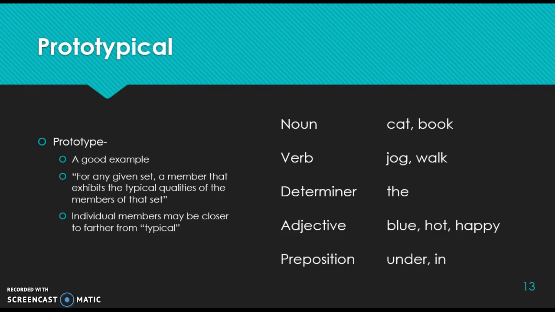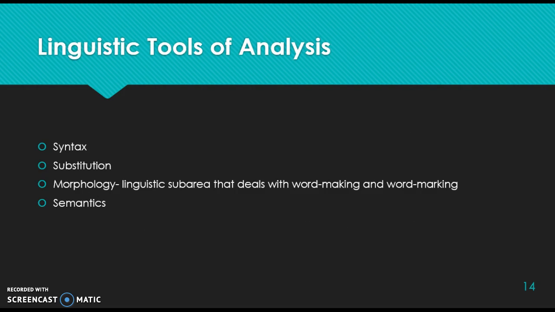Adjectives like blue or hot or happy tend to occur. These words are prototypical because they tend to fit everywhere adjectives fit. And for prepositions, you probably want to pick a concrete one like under or in, because prepositions are often describing locations. Okay, so we've done syntax and substitution, so let's move on to morphology, the linguistic subarea that deals with word making and word marking.